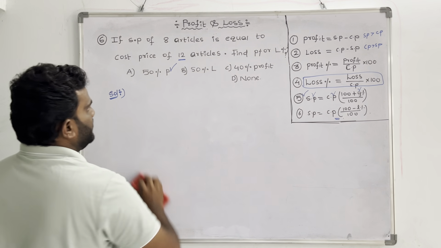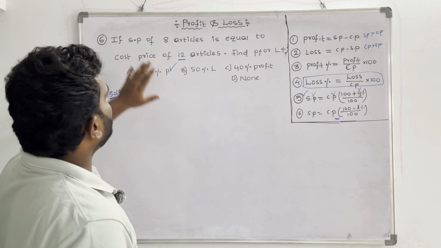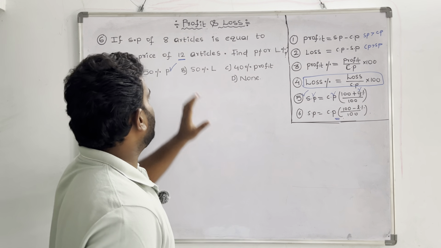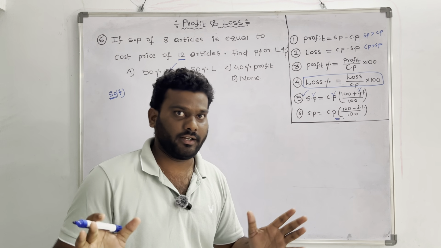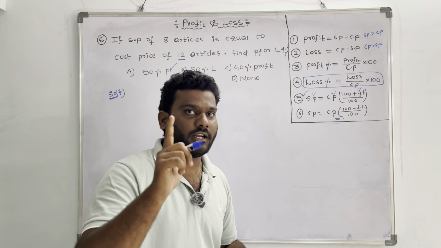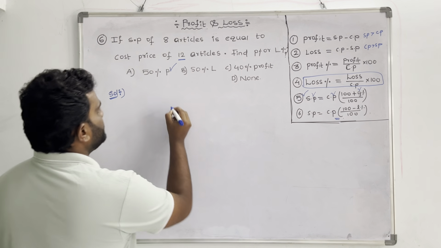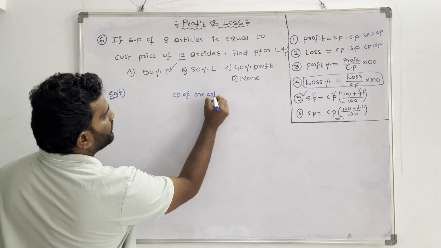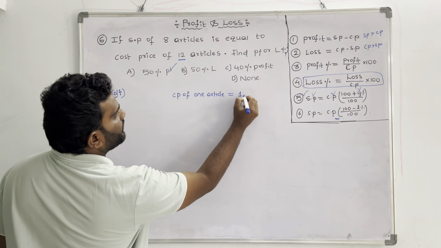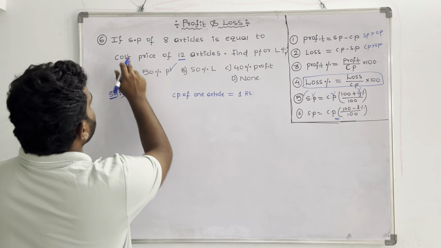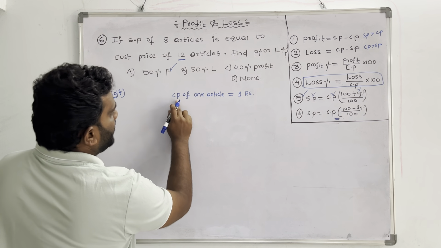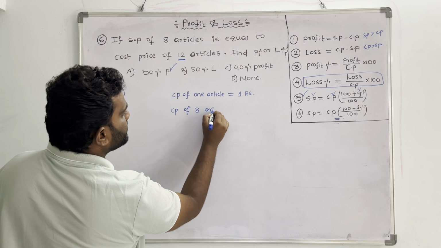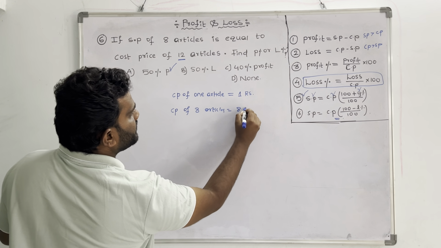See the method. In this question, whatever things are given, you have to assume that when cost price is not given, you assume the cost price of one article will be equal to 1 rupee. Okay, then what he is saying, selling price of 8 articles. If cost price of one article is 1 rupee, what is the cost price of 8 articles? 8 rupees, right? 8 rupees.